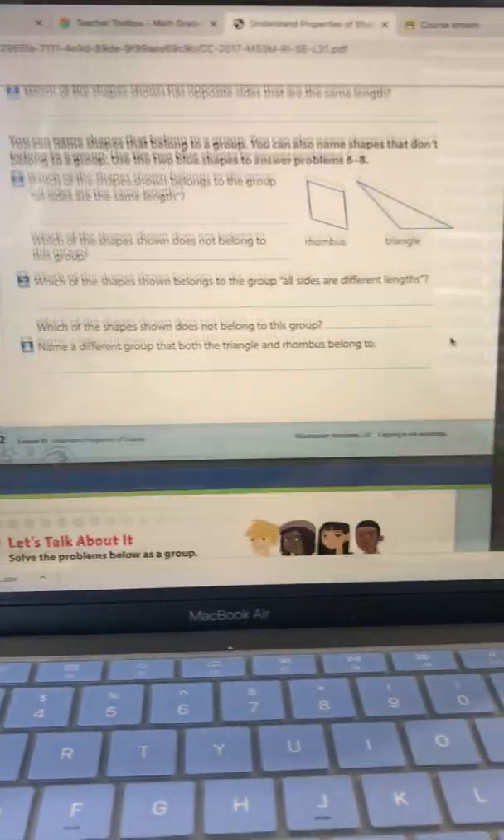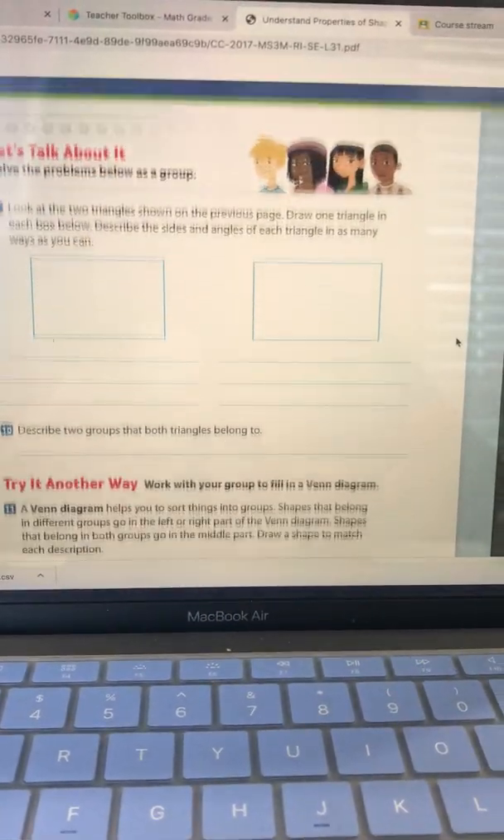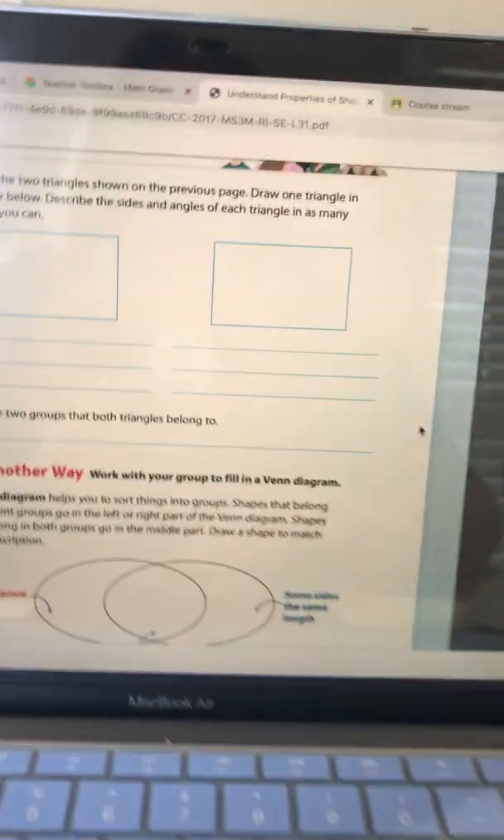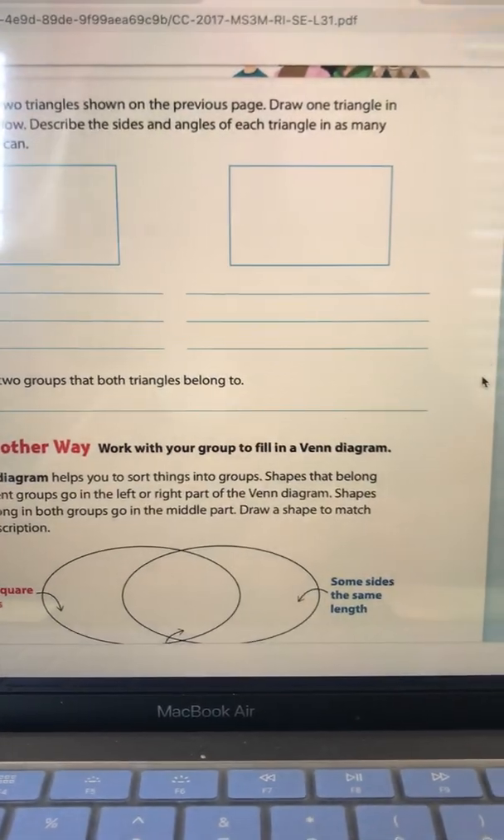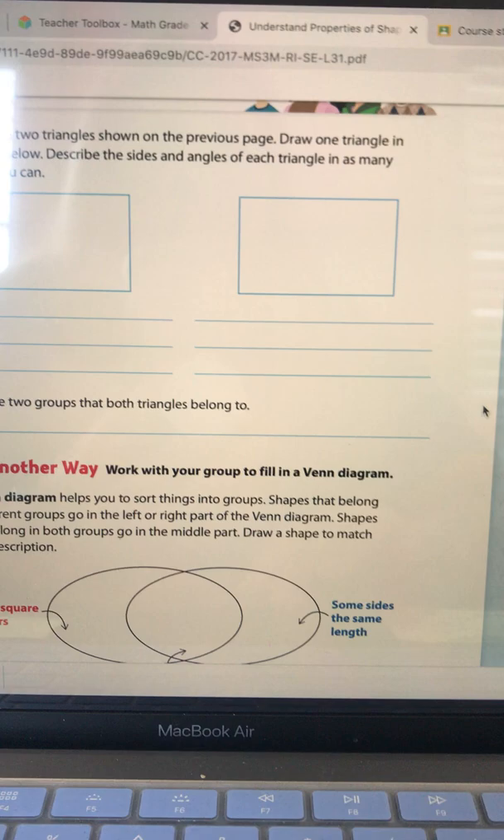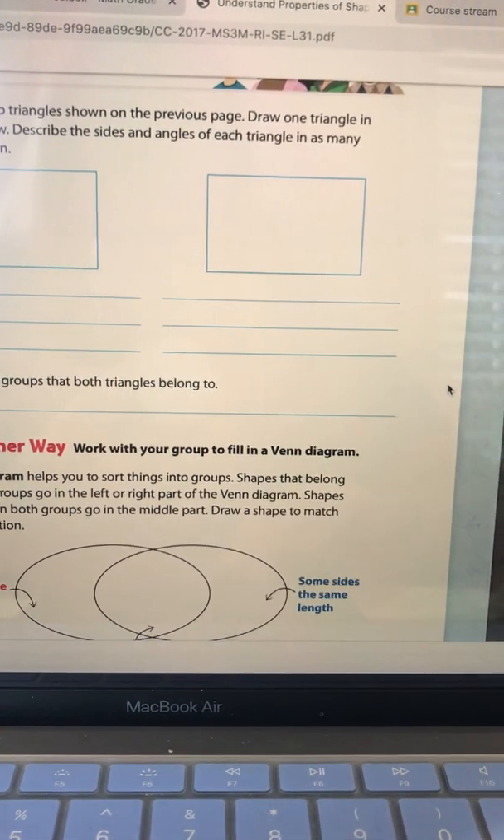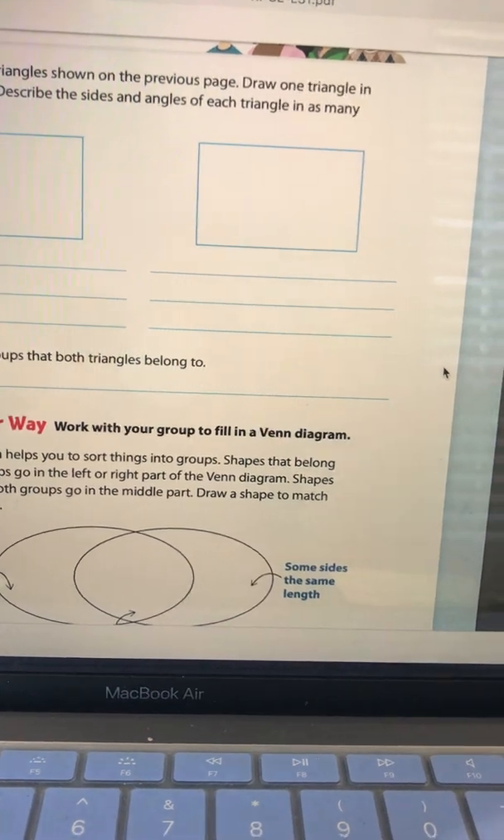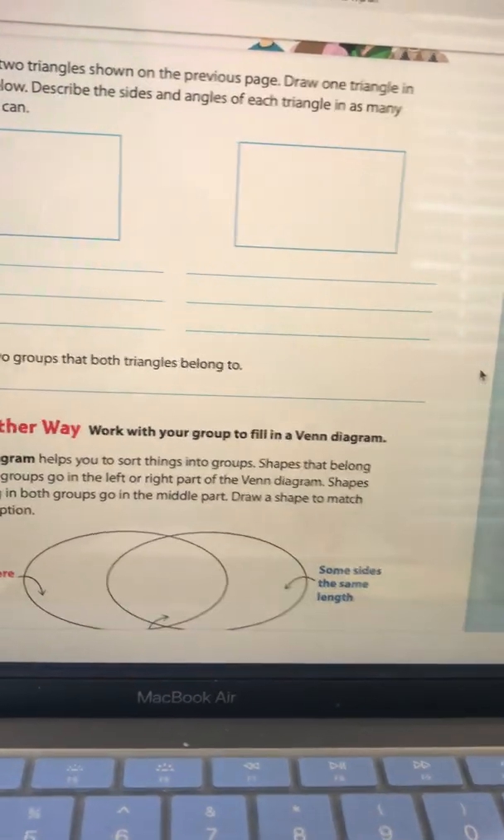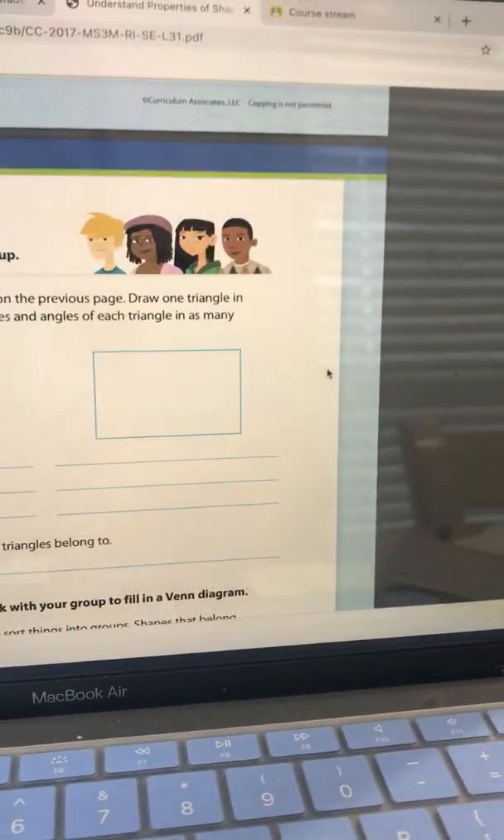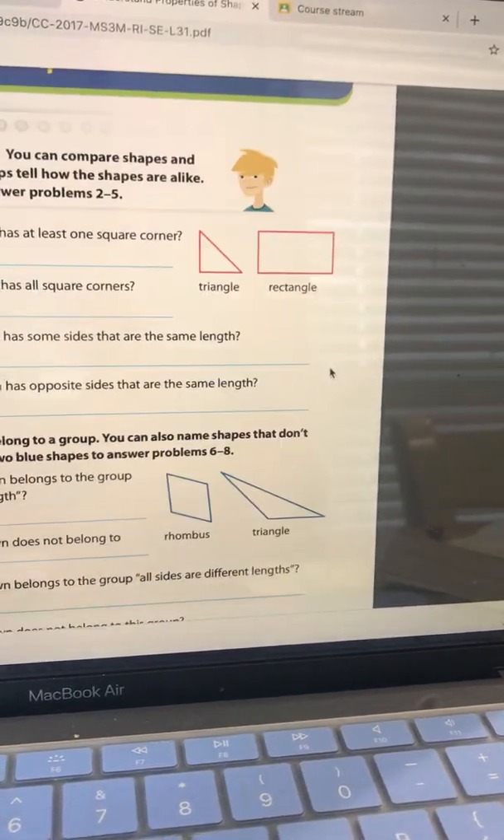All right, page 333. Let's talk about it. Look at the 2 triangles shown on the previous page. Draw one triangle in each box below. Describe the sides and angles of each triangle as many ways as you can. So I'm going to go to my notebook paper. You can draw yours on here. I'm going to go back to the triangle.